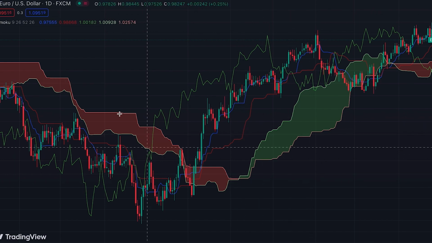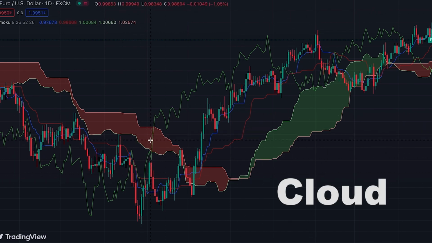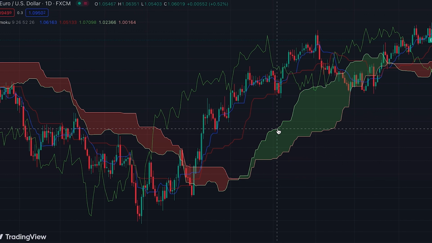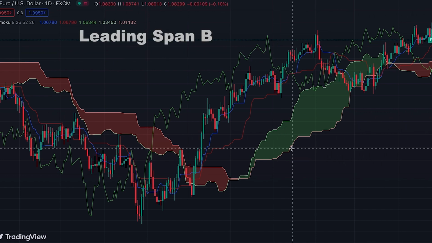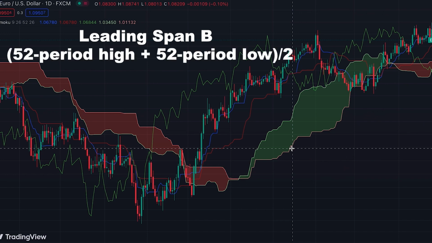Alright, these green and red areas are called cloud, and as you can see, it's formed with the help of these light color green and red lines. The green line is called leading span A, and it's calculated based on conversion line plus baseline divided by 2. And this red one is called leading span B, and it's calculated based on this formula: 52 period high plus 52 period low divided by 2.